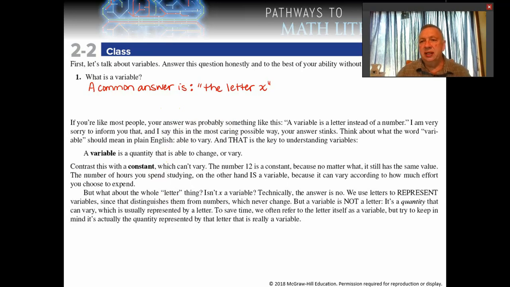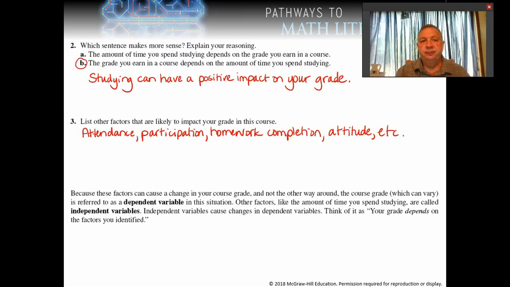Or it may be just that length, that when I multiply the length times 2, I get 40. Well, that's obviously 20. 40 divided by 2 is 20, so 2 times 20 was the 40. In either case, I'm going to use that letter as a variable. Which sentence makes more sense? The amount of time you spend studying depends on the grade you earn in a course.